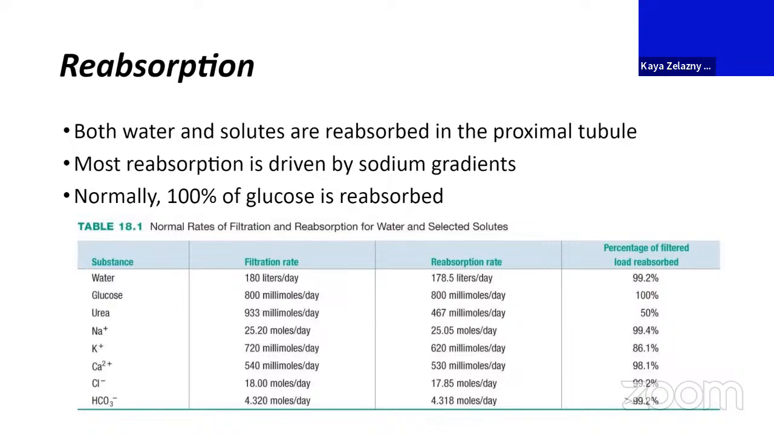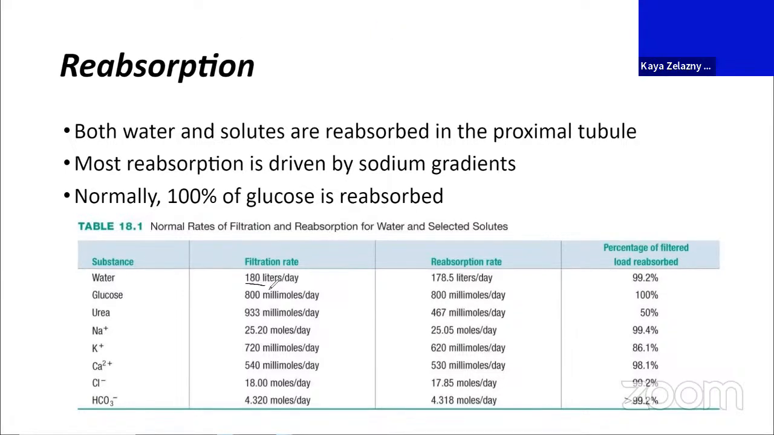So we're going to take back a bunch of water. Okay, so lots of water. So we filter 180 liters per day of water, meaning it gets into the nephron as filtrate in the first place. But we are going to reabsorb 178.5 liters per day, which is why you're not dying immediately, because your kidneys are functioning, right? So we have this water coming back into your body, staying in your bloodstream, keeping your blood volume up.